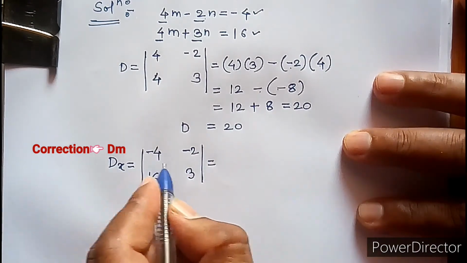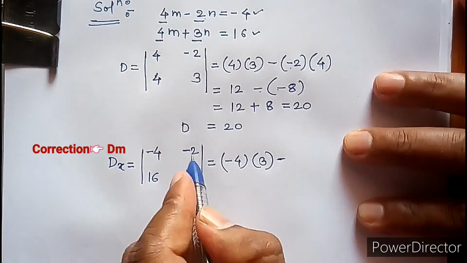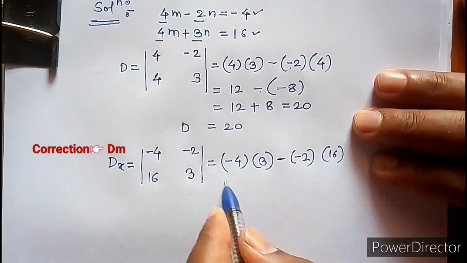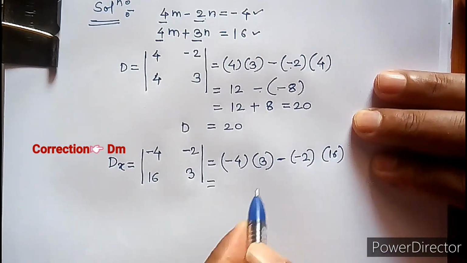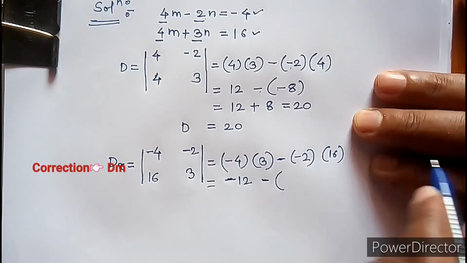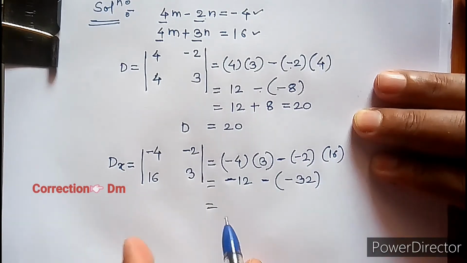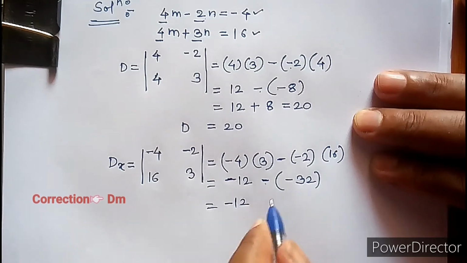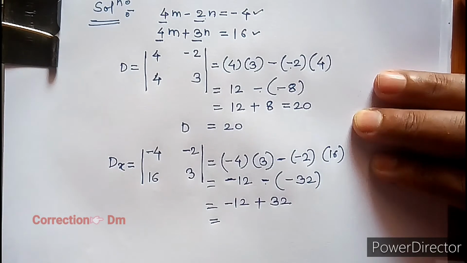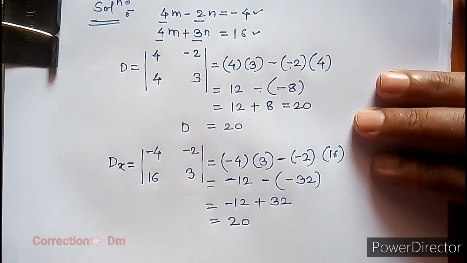Now this minus 4 will be multiplied with 3 minus, as it is, this minus 2 will be multiplied with 16. Now here minus 4 into 3 it will be minus of 12 minus, as it is, here minus 2 into 16 it will be minus of 32. Now as it is minus 12, minus will be plus of 32. Now here minus 12 plus 32 it will be plus of 20. It is a simple calculation, you can easily do that.